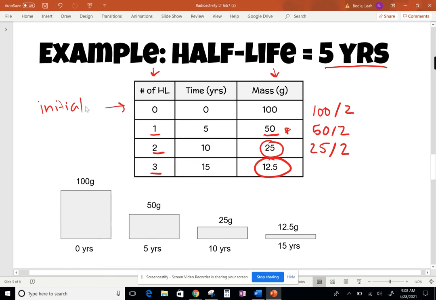And so what we see down at the bottom of the screen here is we just see a visual of that. We start with 100 grams. After 1 half-life, we have half of that left, so our box is half smaller. And then after 2 half-lives, we reduce by 2 again, 25 grams left. Divide by 2 again, and 12.5 grams left.